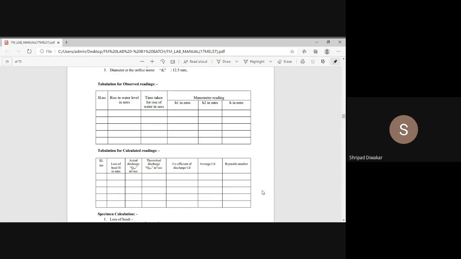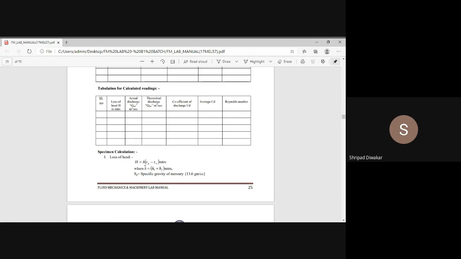Okay. You calculate only for this reading. Only one reading is enough. Just do the calculation. Only one calculation, and just tell me what CD you are getting. What is the value of CD you are getting?